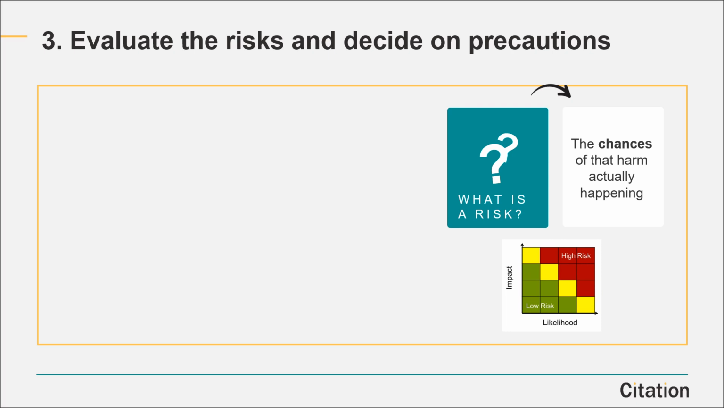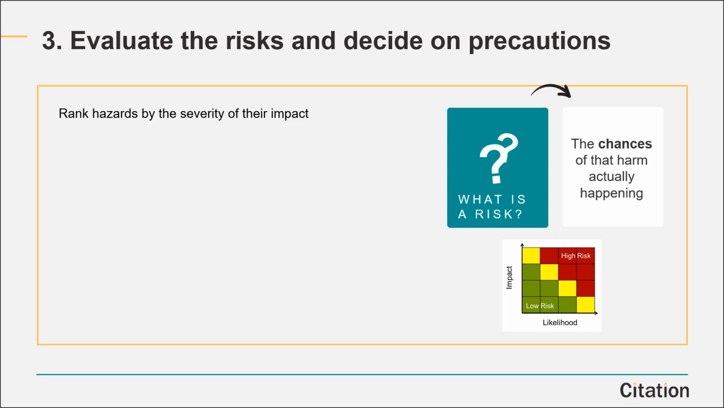The third step is evaluate the risks and decide on the precautions. So a risk, simply put, is the chances of that harm actually happening. You often have things that could have massive potential to cause serious damage, but the likelihood of it happening is actually very, very low because of the controls that are in place and the practices that people are following routinely.